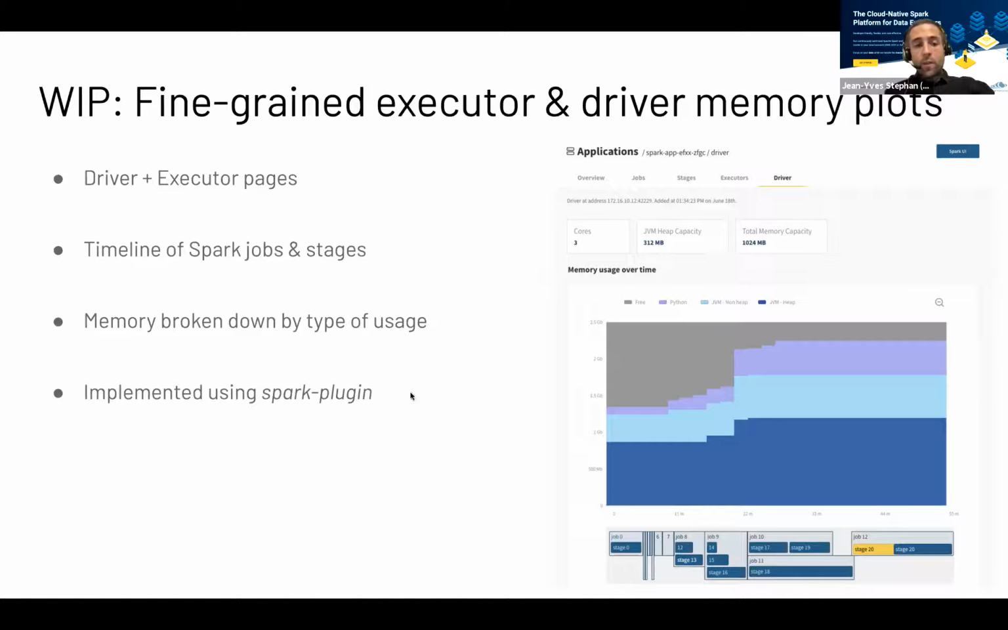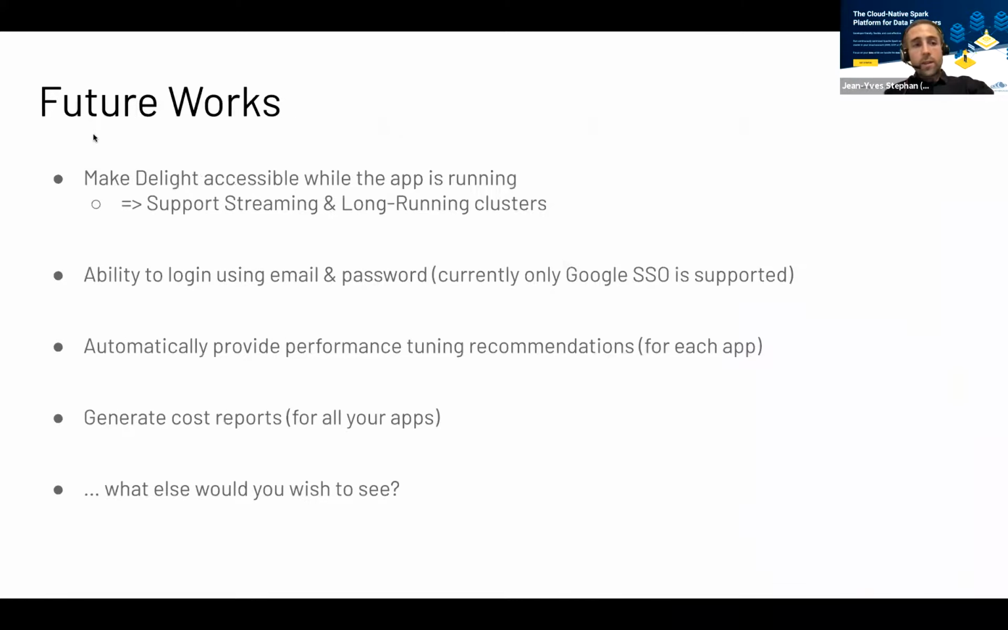If you're curious, if you know a little bit about how we can get these metrics, well, we are actually implementing it using a more powerful mechanism called Spark plugin, which is a bit more powerful than the default memory metrics that are available in Spark 3.0. And this is how we can get more fine-grained and more detailed data. So this is work in progress.